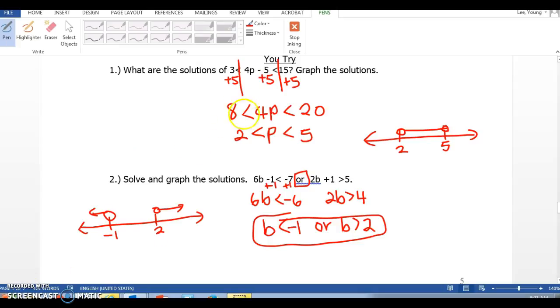P is greater than 2 and less than 5. And you remember, when the variable is in the middle, we always connect them. You read it as P is greater than 2 and less than 5. Okay? And anytime you see "or," you know that they are going in opposite directions. B is less than negative 1 or B is greater than 2.